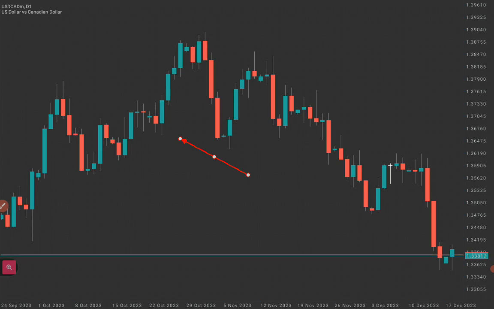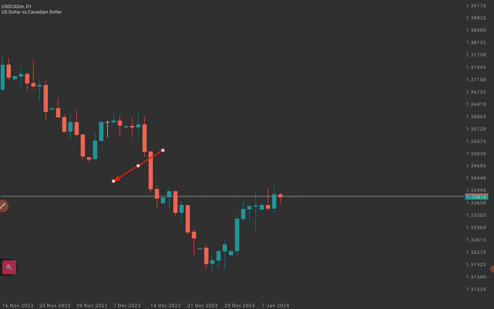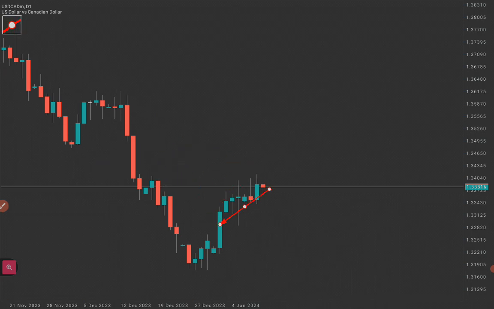Now we have 4 types of supply and demand zone. We have the rally base rally, where price will rally to the upside and create a base. We have the drop base drop, and we have the rally base drop and the drop base rally. That's the 4 types of supply and demand zone we have in the forex market. Let me show you guys some examples and see what price did when price got to any of these supply and demand zones.